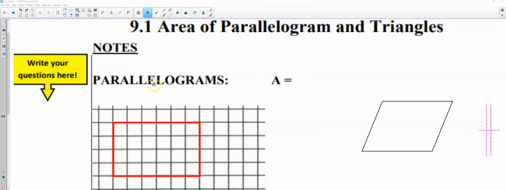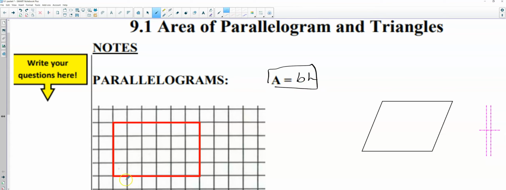Okay, today we're going to be learning about the area of parallelograms and triangles. The area of a parallelogram is given by base times height, basically. So let me write it here for you. Base times height. Basically, that's the formula for the area of a parallelogram.